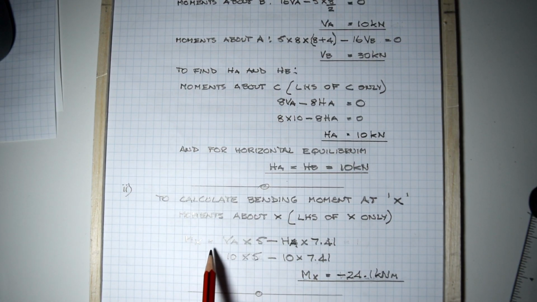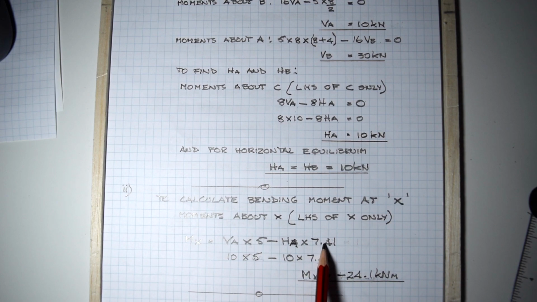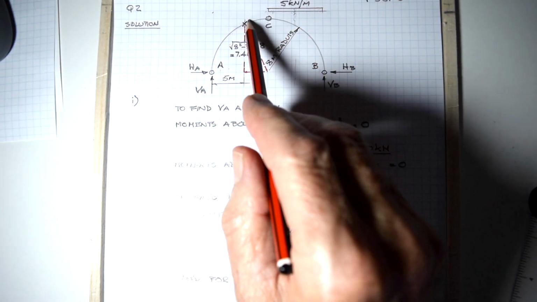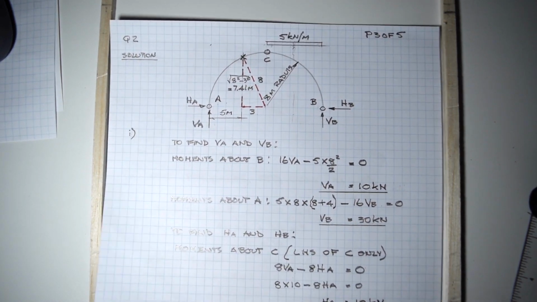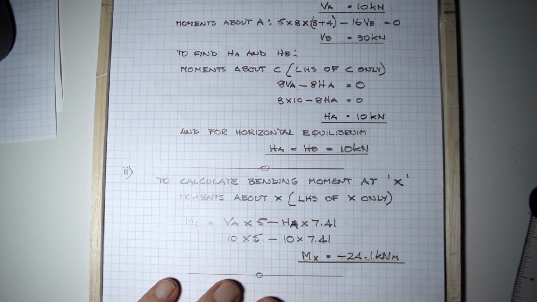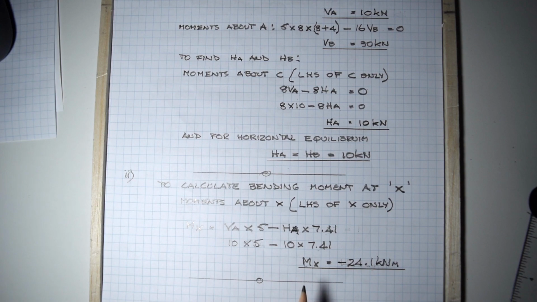Sorry about that, folks, I've made a mistake here. We're taking moments about X, and we've got VA, which is 10 kilonewtons, times 5 meters, going clockwise around X, and we've got minus HA times 7.41, which is this dimension there, going anti-clockwise around X. And when we complete our arithmetic, we find that the moment is minus 24.1 kilonewton meters. Okay, so that's all done.